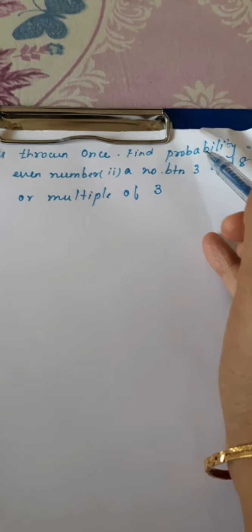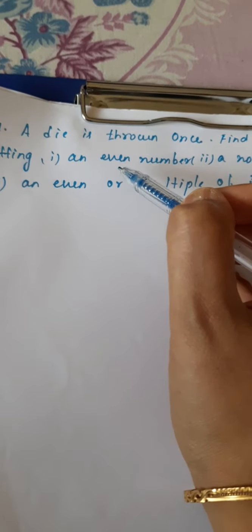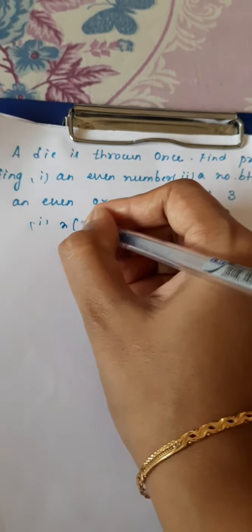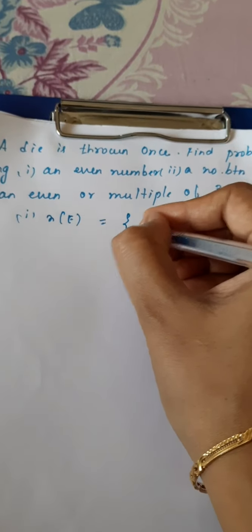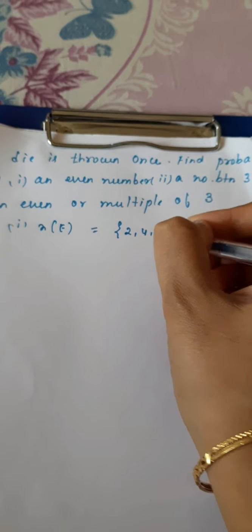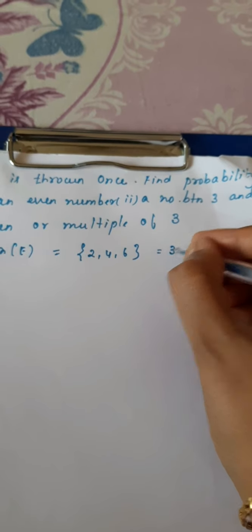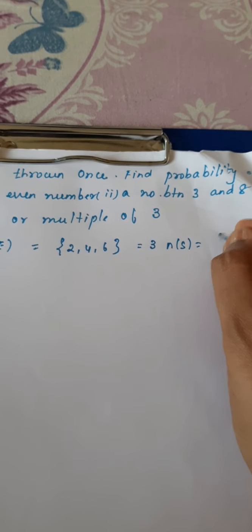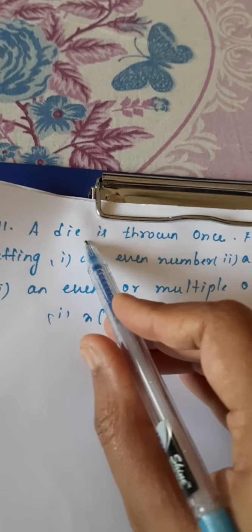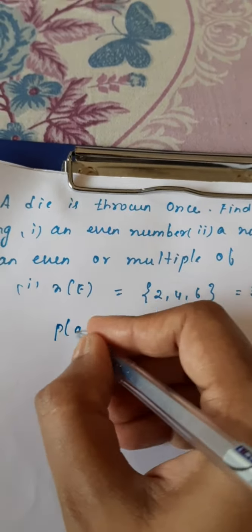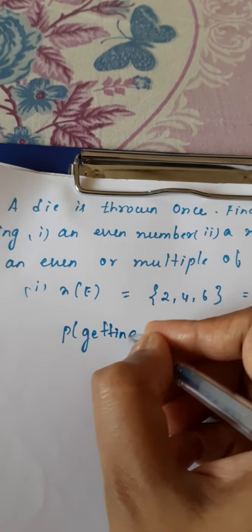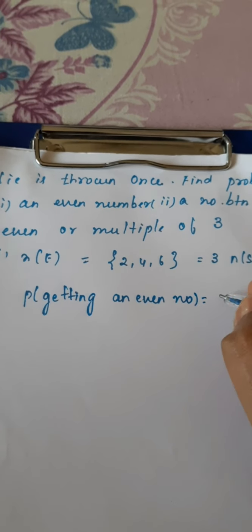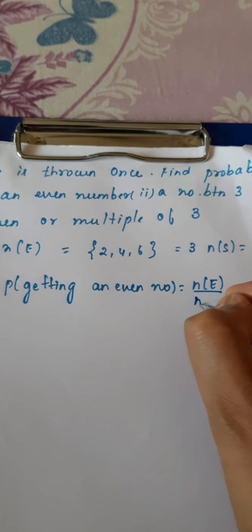Next question, a die is thrown once. Find the probability of getting an even number is the first part of it. So even numbers are going to be 2, 4 and 6 when you throw a die. So n of e is 3 and n of s is 6, as we get 1, 2, 3, 4, 5, 6 when you throw a single die. So probability of getting an even number is equal to n of e by n of s.